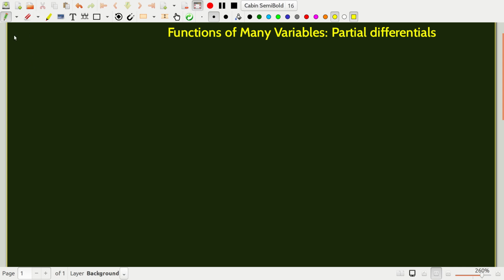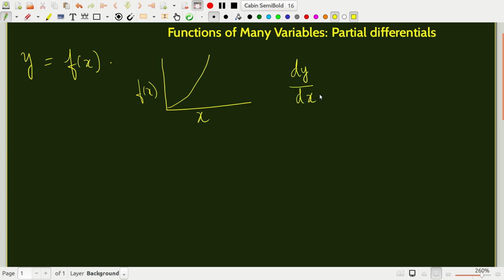Suppose you have a function y is equal to a function of x. You know that this can be represented as a graph of f of x versus x. It can be some function. We also know that the derivative of y with respect to x is the slope of the curve, the local slope of the curve y of x. This is something that you know from high school calculus.